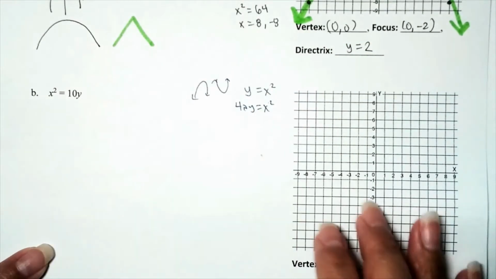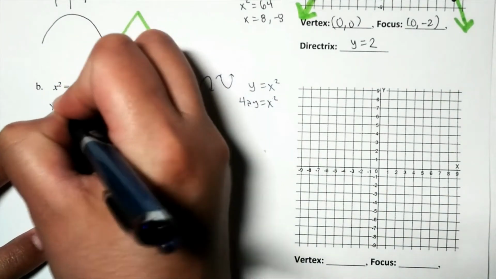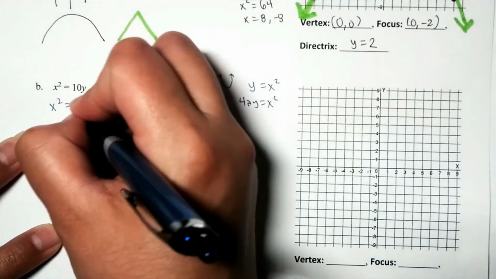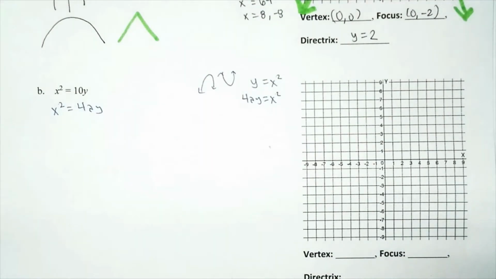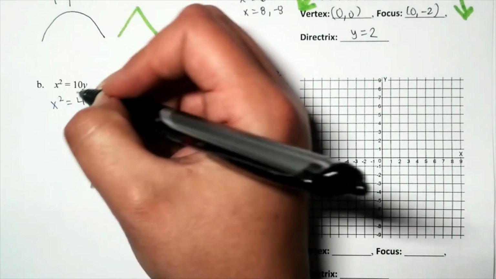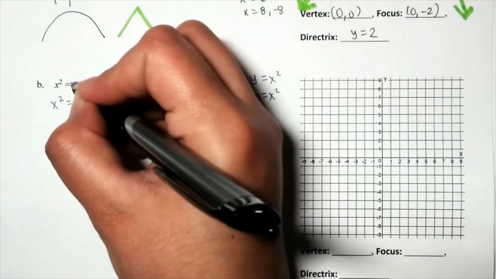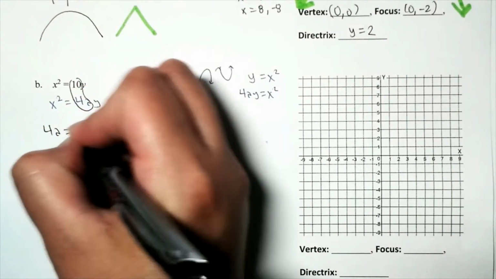So bringing it to our paper, we have x squared equals 4ay. So now the question is, what is the value of a? The reason why we need to find a is because that will allow us to find or locate the focus and the directrix. So in this case, we are multiplying y by 10. So in this case, 4a should equal 10.